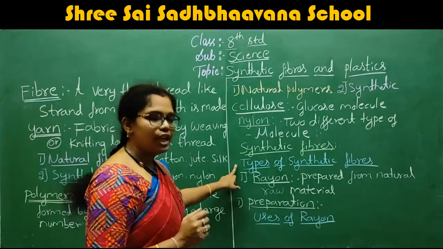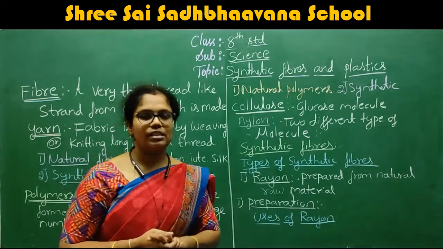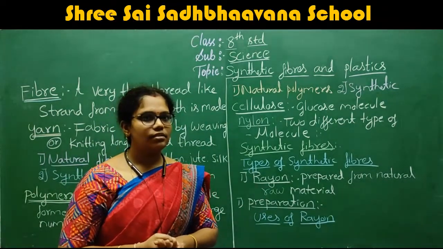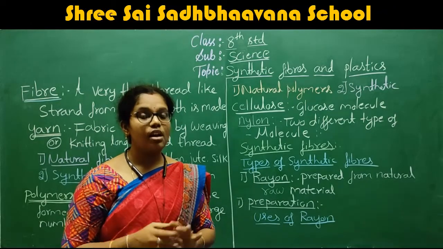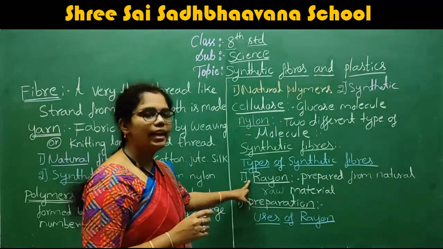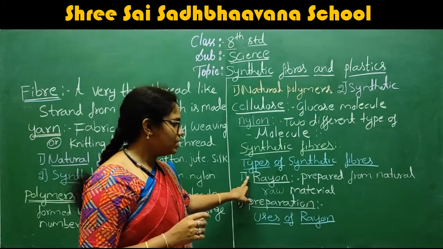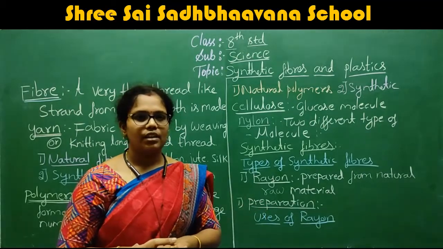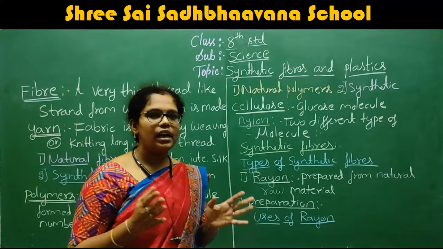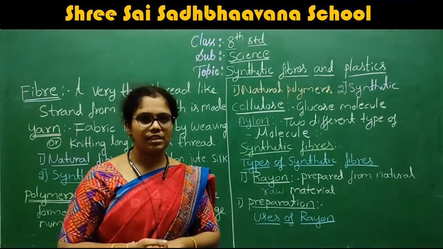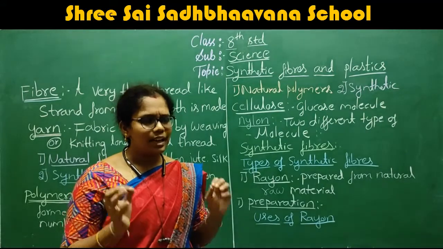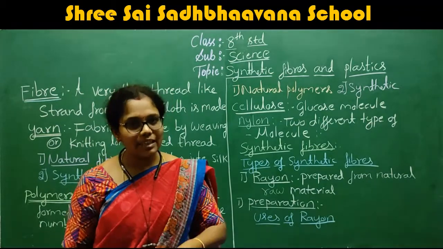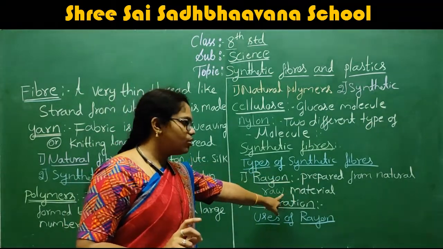We have so many types of synthetic fibers. In that, the first is rayon. The first important synthetic fiber we are going to discuss is rayon. What does rayon mean? Rayon is a half synthetic and half natural fiber. Why do we consider rayon as half synthetic and half natural? Rayon is a synthetic fiber only, that means it is a man-made fiber only. But man can make that fiber with the use of natural raw materials.